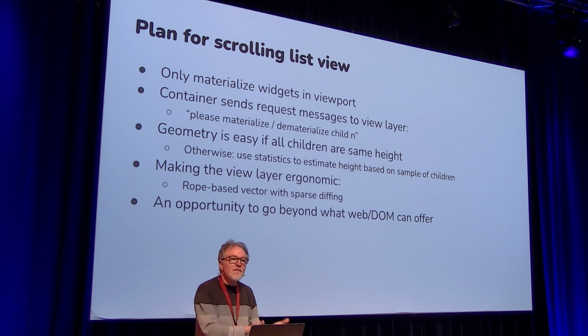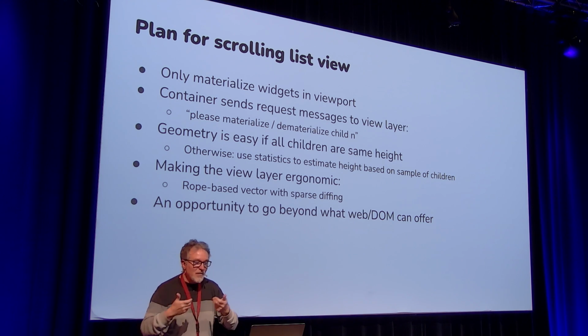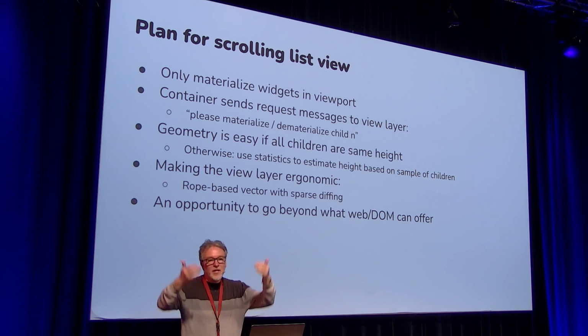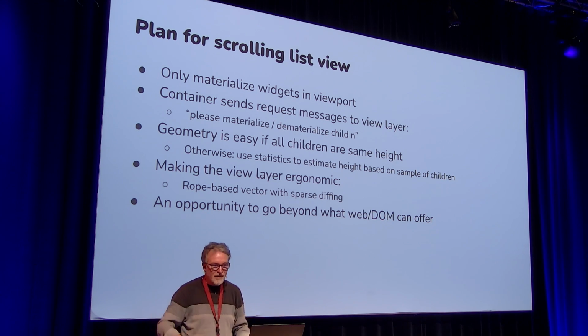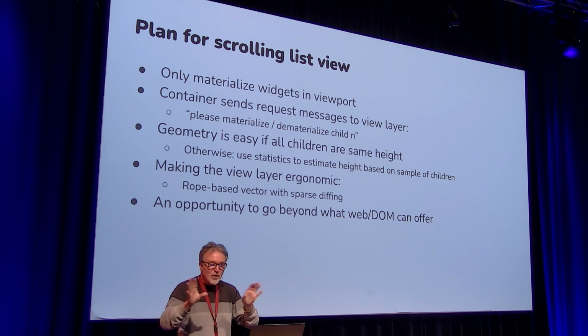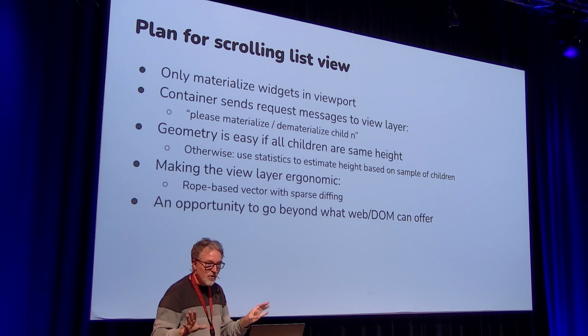And then we also want to make the view layer ergonomic. So we want to have a rope-based vector so that it looks just like a vector. You can insert and delete and do all those kind of things. But if you say, here's the old vector and here's the new vector, give me the diff between these, instead of running down all of the elements in the vector, by using a rope, we'll be able to use sparse diffing, so it'll only look at the pointers that have changed in that representation and hopefully be super efficient.